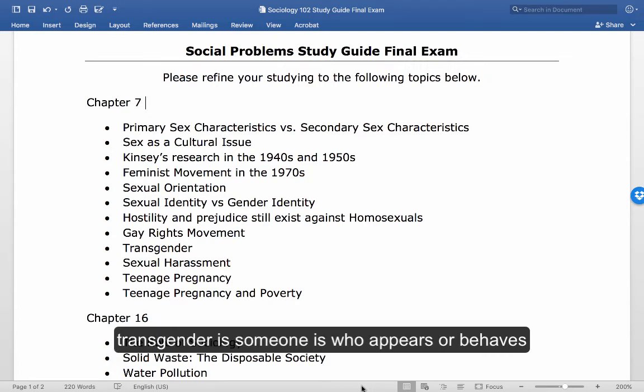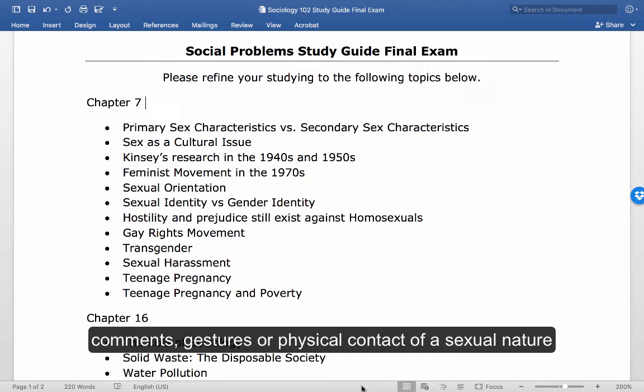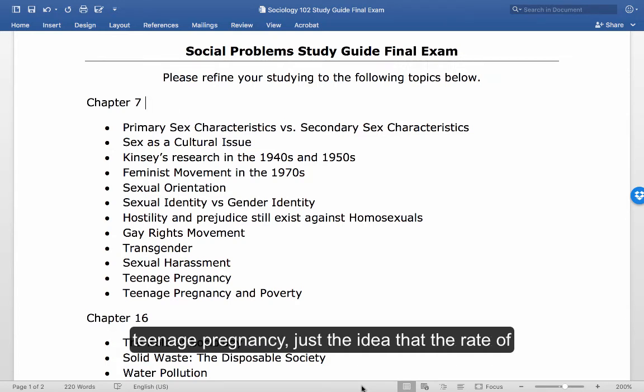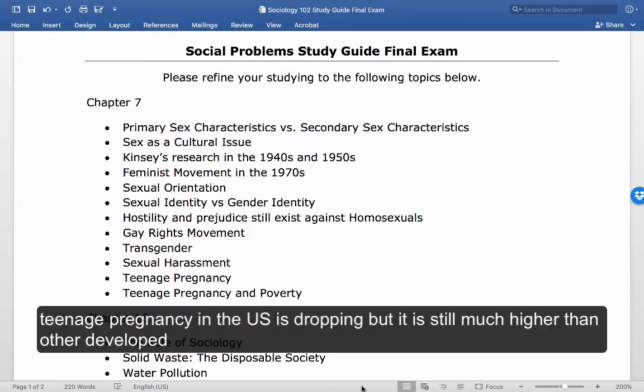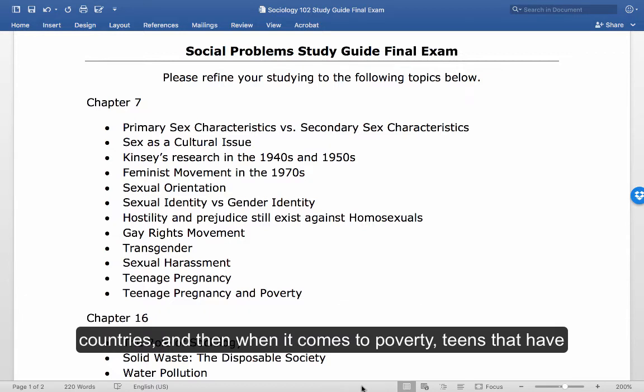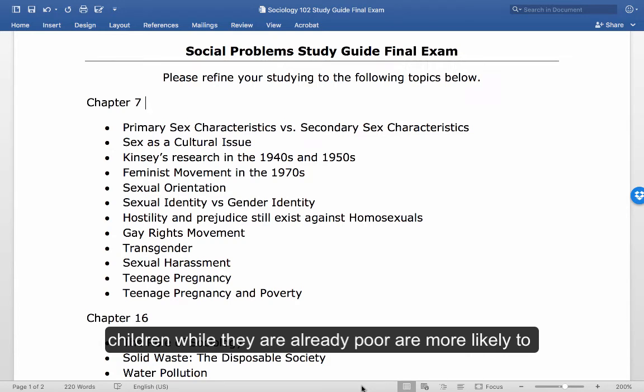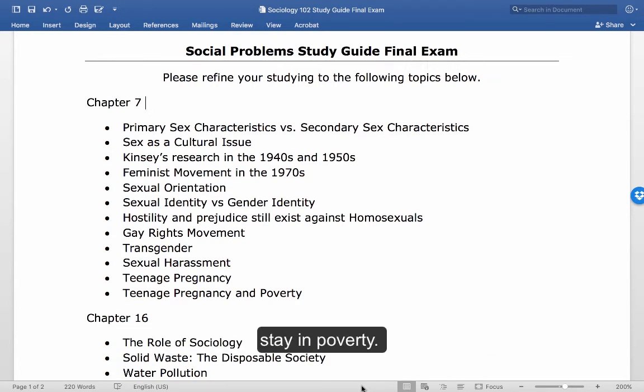Let's see. Transgender is just someone who appears or behaves in ways that challenge our expectations of gender performance. Sexual harassment is unwanted comments, gestures, or physical contact of a sexual nature. Teenage pregnancy, just the idea that the rate of teenage pregnancy in the US is dropping, but it's still much higher than other developed countries. And then when it comes to poverty, teens that have children while they are already poor are more likely to stay in poverty.